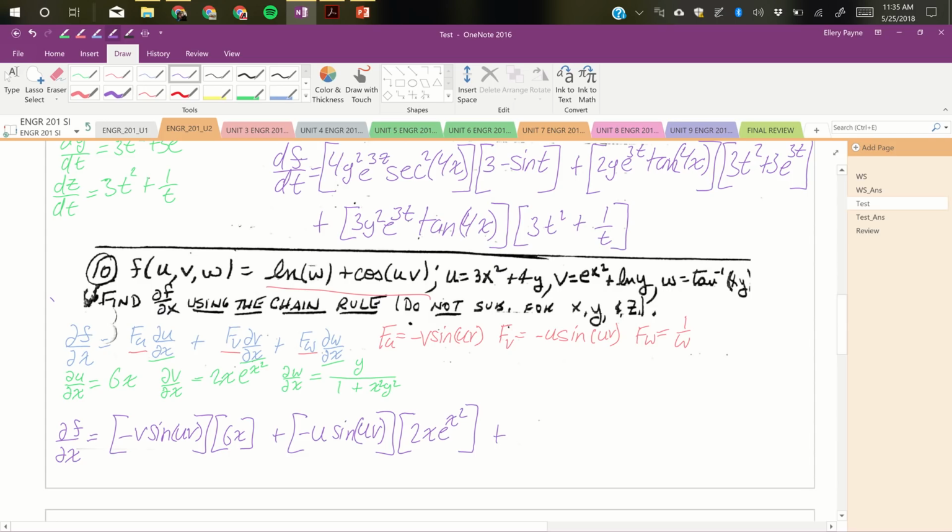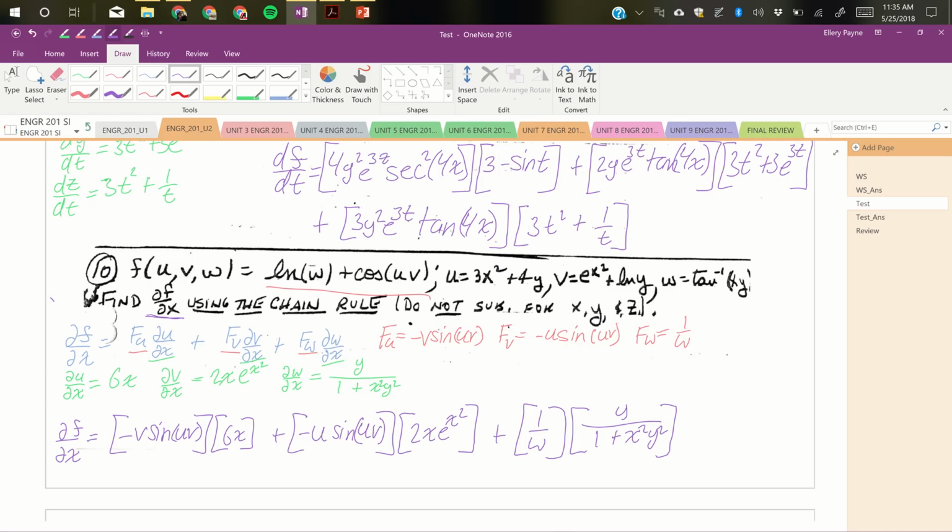plus f_w, which is 1 over w, times the partial of w with respect to x, which is y over 1 plus x squared y squared. Not too bad of a problem. It's pretty much the same as the last one. Remember, the only difference is the notation you use when you're doing functions of single variables or multivariables. So if you're taking the derivative of a function that has dependent variables with multiple variables, in this case where we have u of x, y, v of x, y, and w of x, y, then you have to use partials.